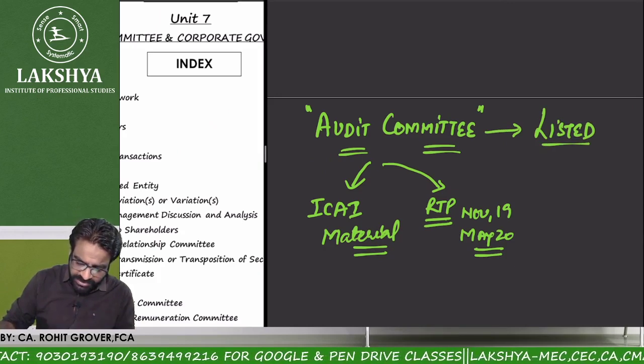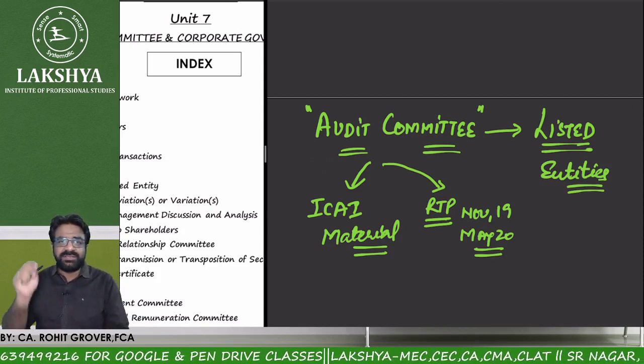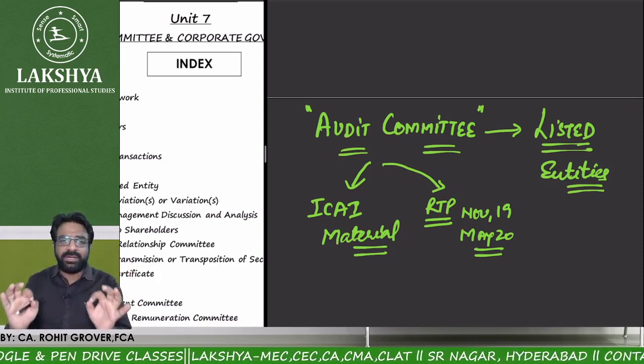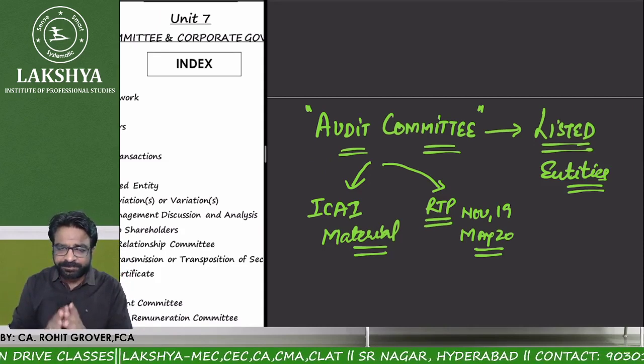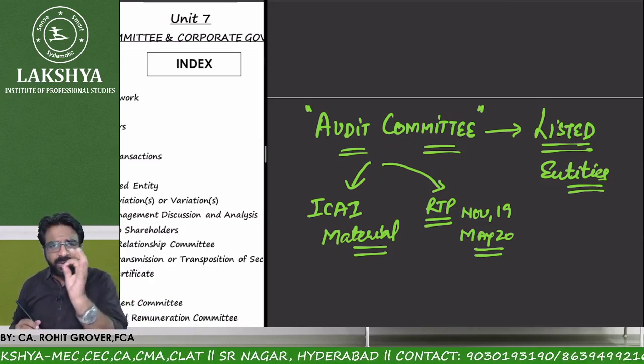About which entities? Listed entities. Those which are listed companies. This chapter is basically completely dedicated to the listed entities. Are you getting the point? So the name of the chapter is Audit Committee and Corporate Governance.